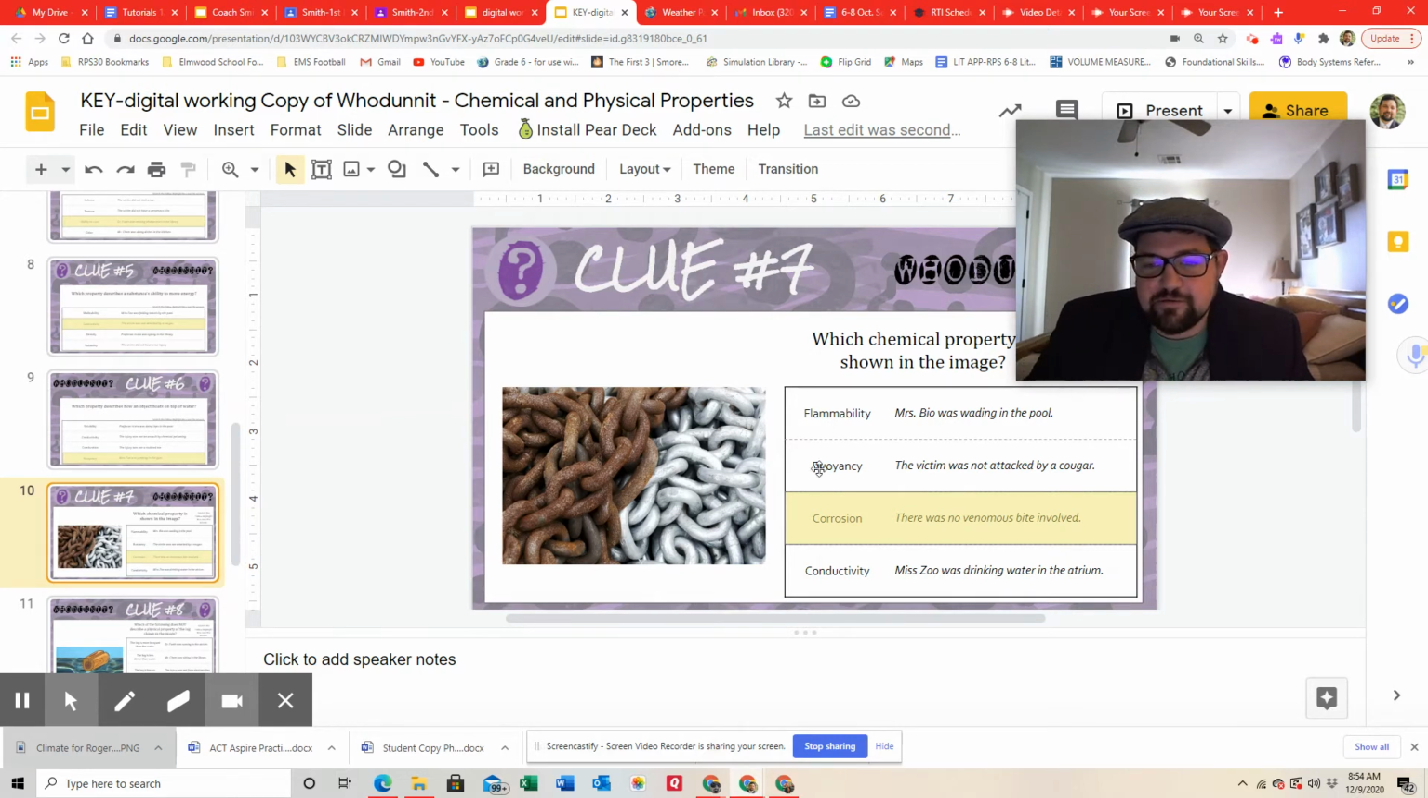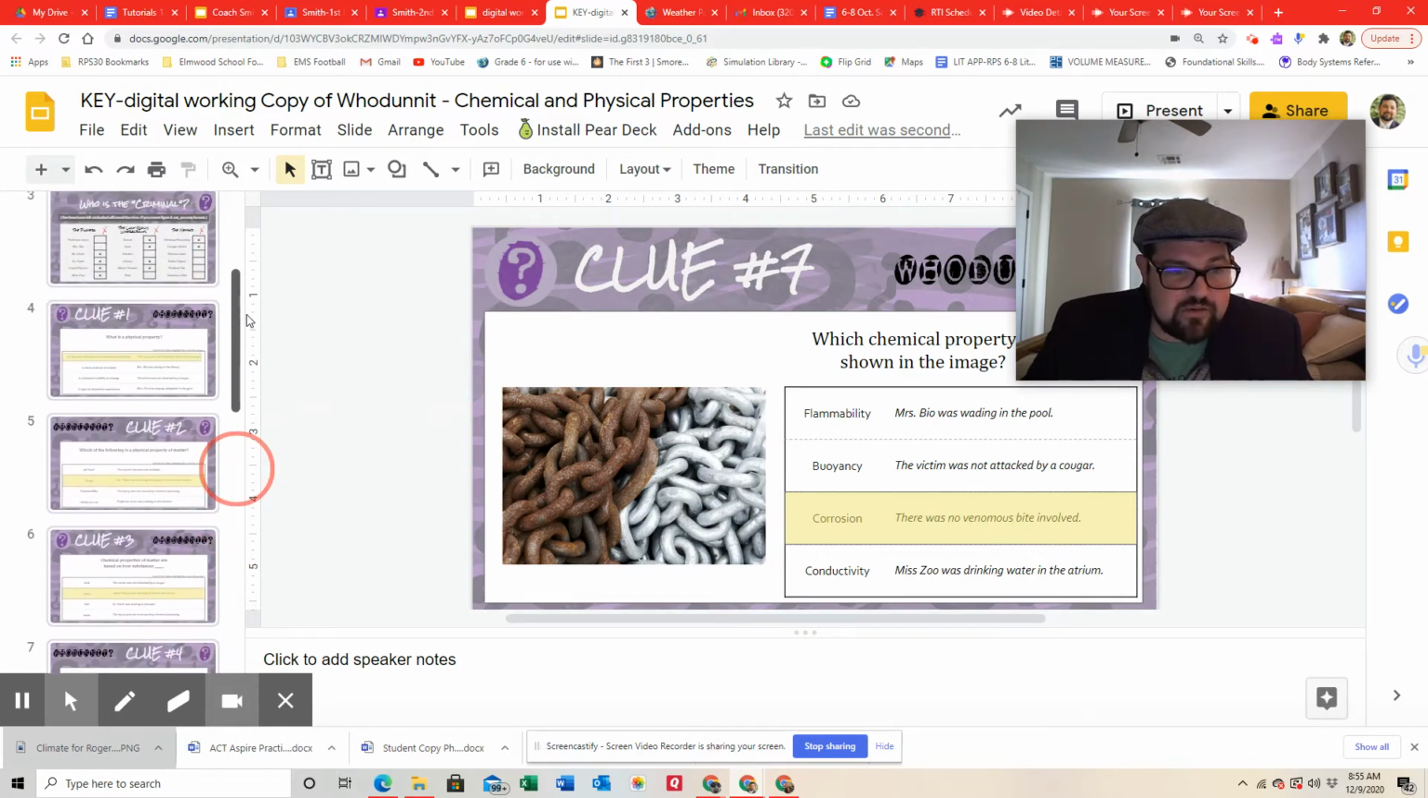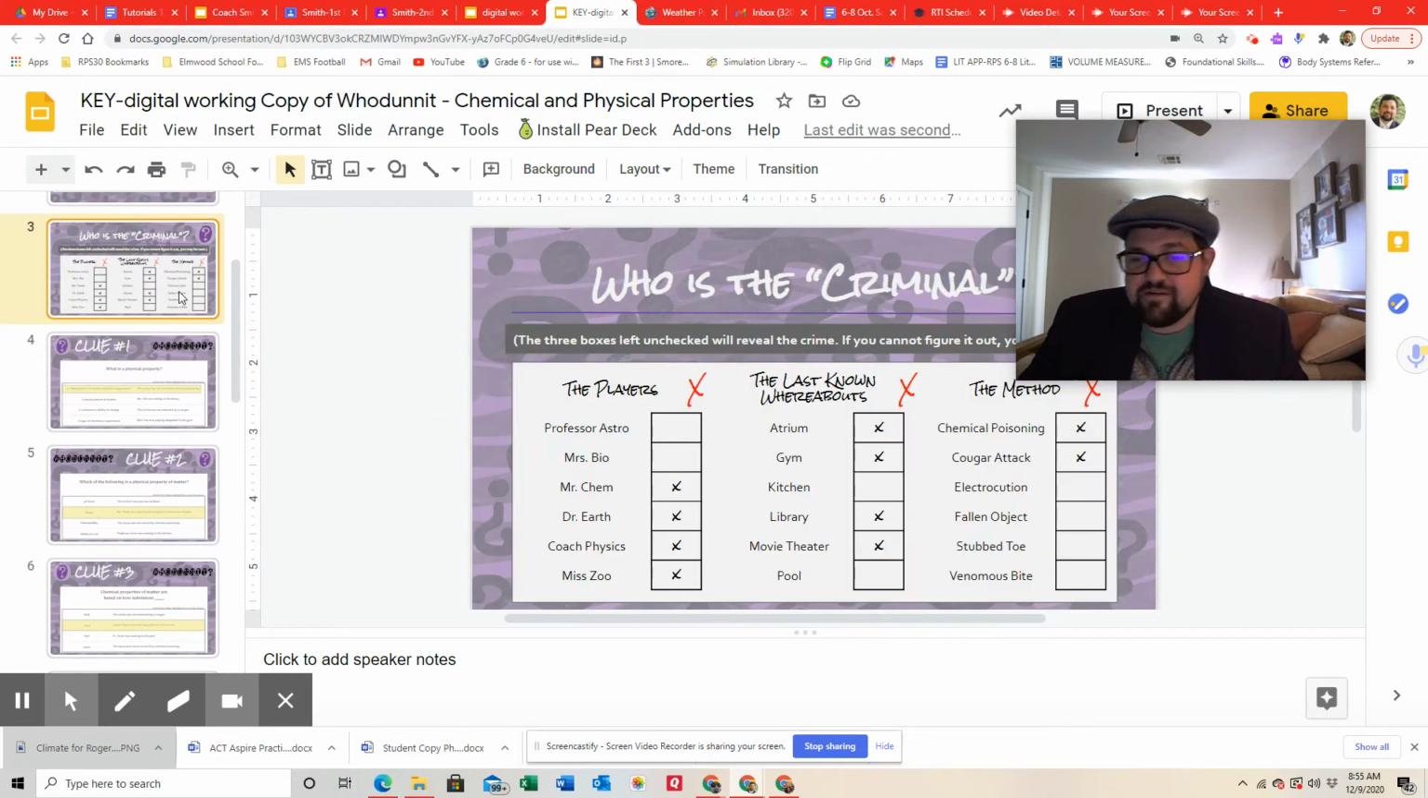Who knows? Which chemical property is shown in the image right here? So that's corrosion, right? We have a pretty chain, ugly chain, and that happens because certain objects react and change it right there. Right, this isn't conductivity, nothing's floating and nothing's burning. So we're looking at corrosion here. You lose your luster. And it says that there's no venomous bite, right? So now we know that there's not a snake bite involved in this here.